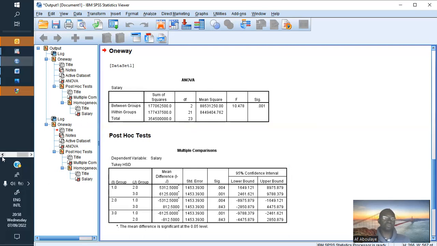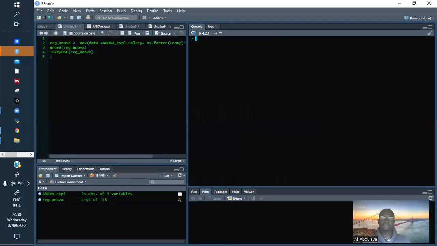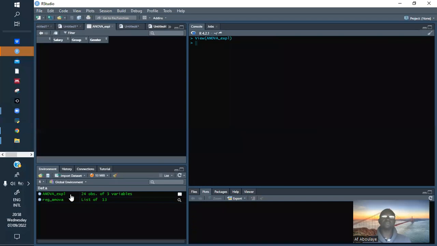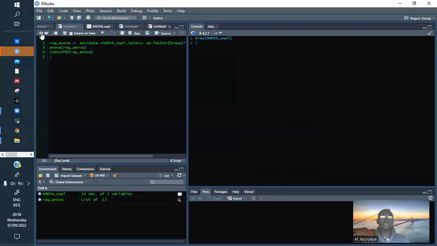Let us move to R, the R software. First of all, I want to show you how the data looks. As you can see, when we brought the data here, we have salaries, we have group, we have gender. Then we can proceed with our ANOVA test.